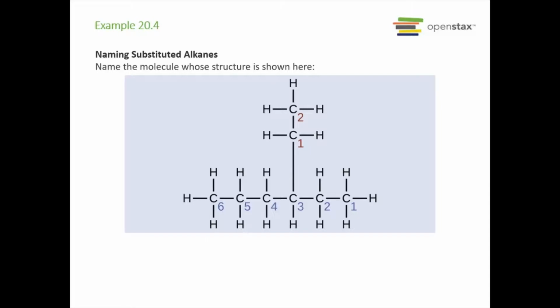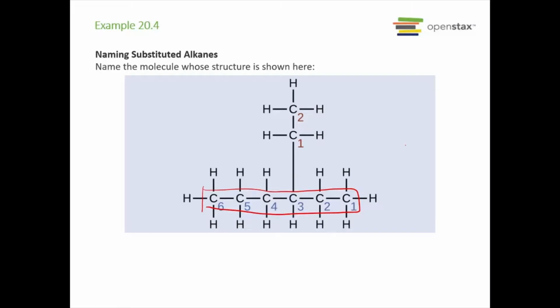So here's an example. We want to name the molecule where we're given a structure. And the book was nice enough to number the carbons for us. I, however, will not be, which we'll see in another example, but they already went ahead and told us that there are 6 carbons in this longest chain. They already even identified it for us and numbered the carbons. Isn't that nice? I'm not that nice.